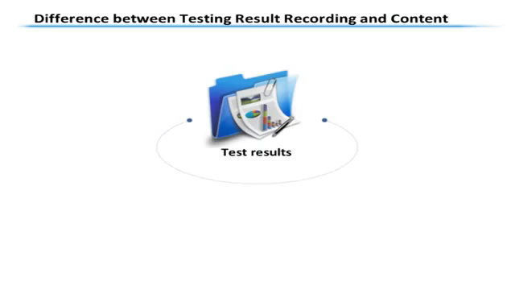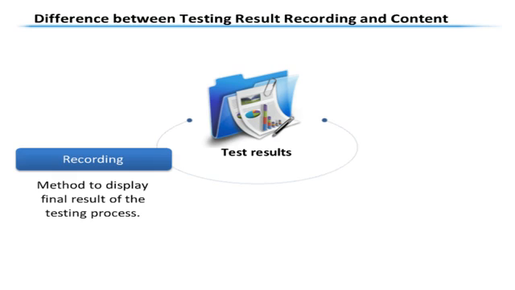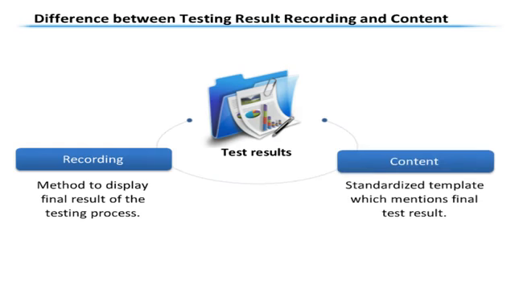Difference between test result recording and content. Test result recording is a method to display the final result of the testing process. The test result content is a standardized template which contains final test results.